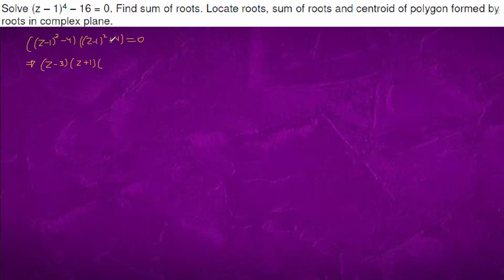And we have a plus b. This is (z minus 2 iota) into (z plus 2 iota), (z minus 2 iota) (z plus 2 iota) equals 0. So z is what? 3, minus 1, 1 plus 2 iota, 1 minus 2 iota. So locate the roots.